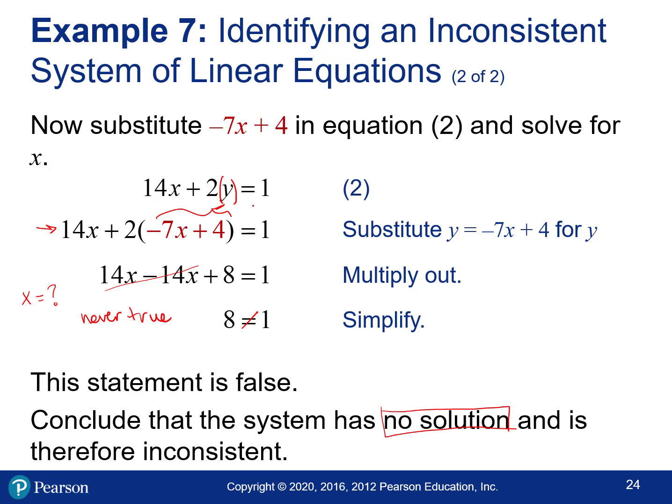So we solved it like we would normally, but at this moment when we got rid of our variable and we got a false statement, then that's when we conclude the system has no solution. So this is actually the answer. No solution is the answer to the system.